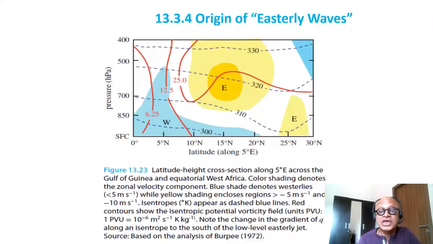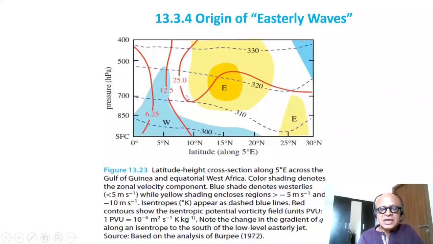Or was it not? Just check and make sure. And the isentropes appear as dashed lines. Yellow shading encloses regions where you have easterly winds greater than 5 meters per second. So you have change in winds and a strong shear here. Red contours show isentropic potential vorticity field in PVU units. The change in gradient of Q along an isentrope is to the south of the low-level easterly jet. So there is this folding of the PV line that shows the change in gradient.